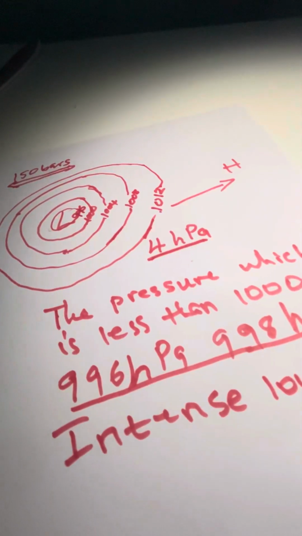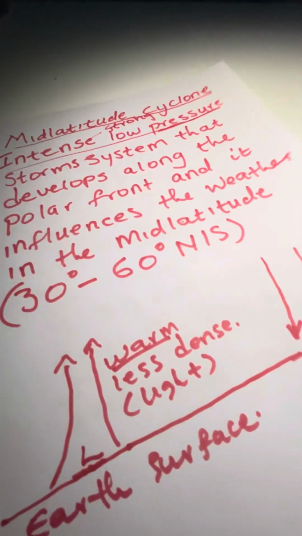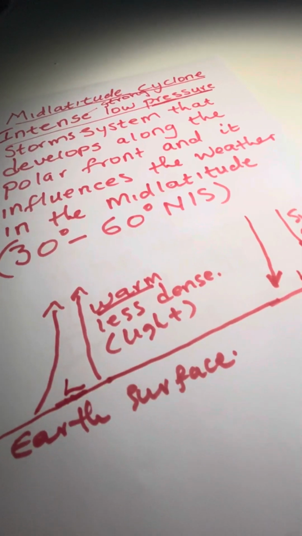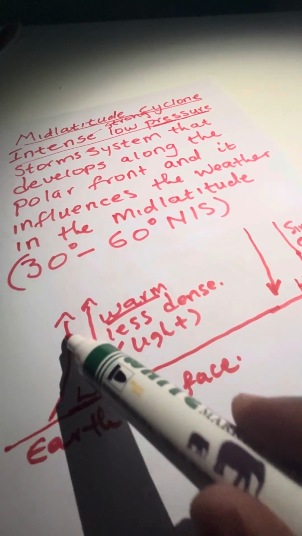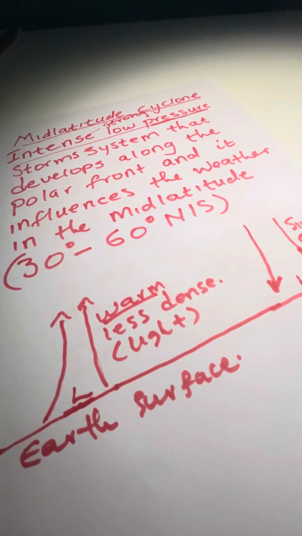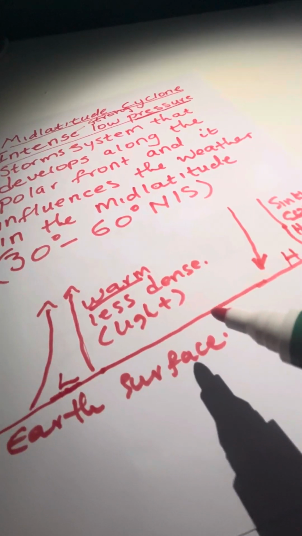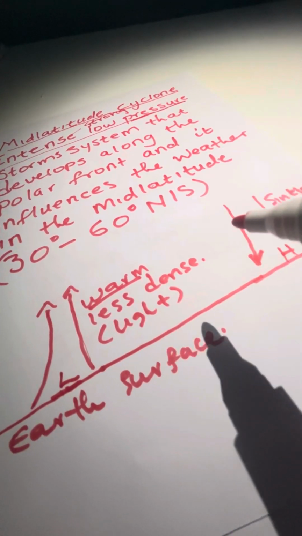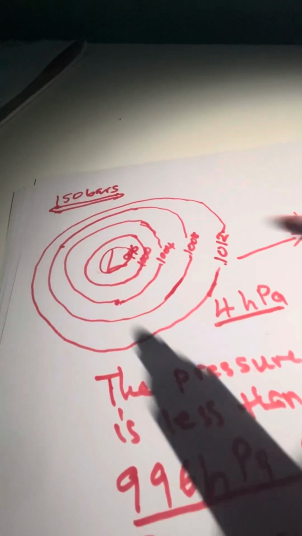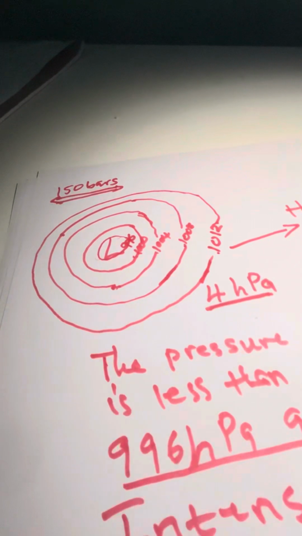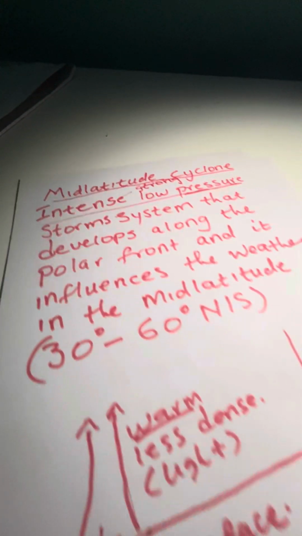Intense low pressure. As I have indicated before, low pressure is formed by the rising of warm air, right? So if you've got a quick rising of warm air, your pressure will be reduced to less than 1000, and in that case you have intense low pressure, right?